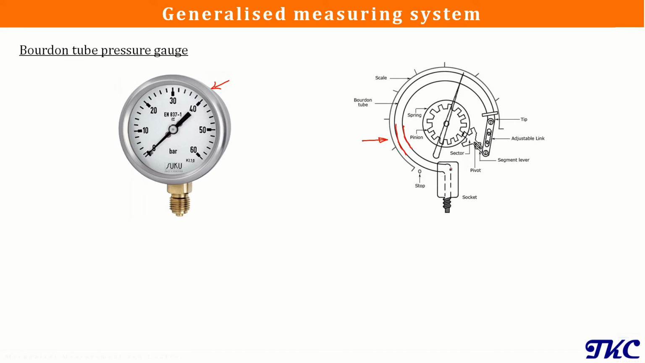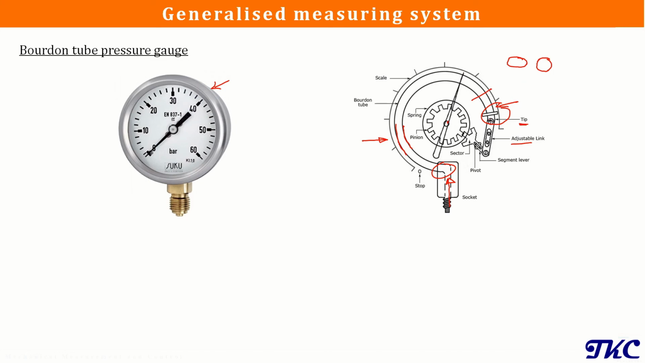Now it is having two ends, one is this one and the second one is this one. The first end, that is this one, will be open, and through this end we can send the fluid whose pressure we want to measure. The other end is called a tip, which is a closed one, and it is connected with the adjustable linkage to this gear sector, and through that with this pinion, and that pinion is going to rotate this pointer, which will be the indication of pressure.